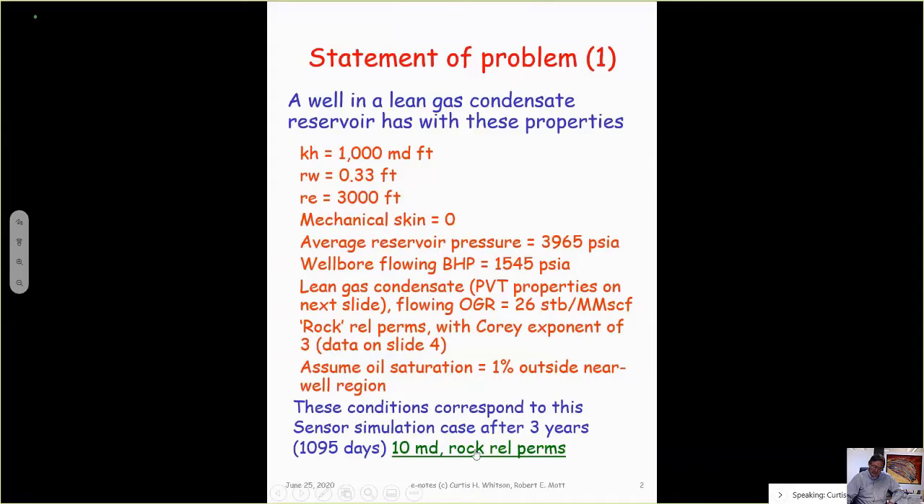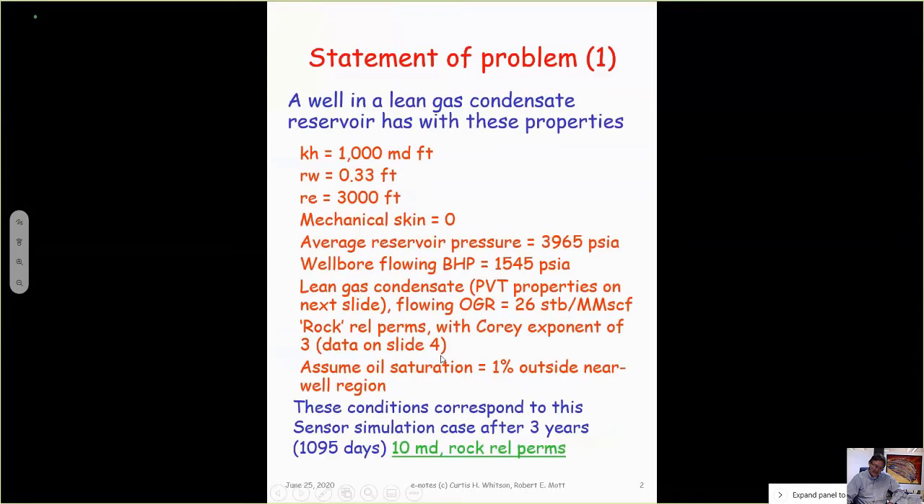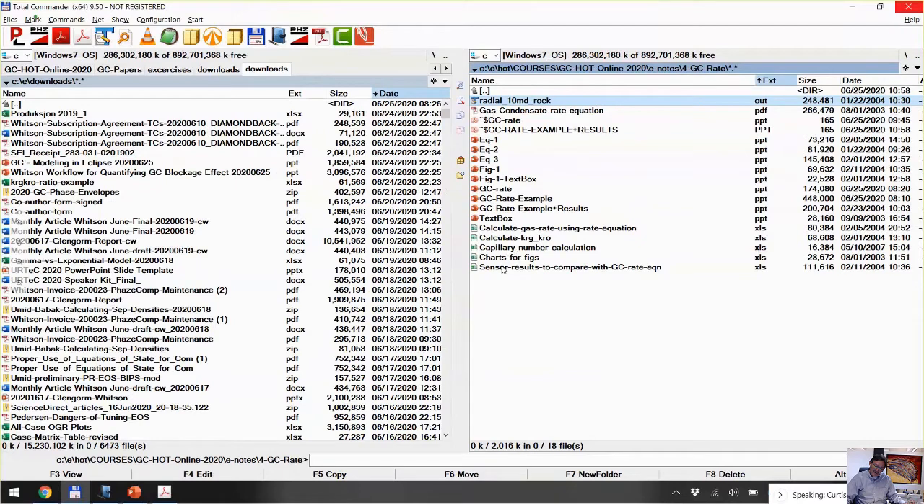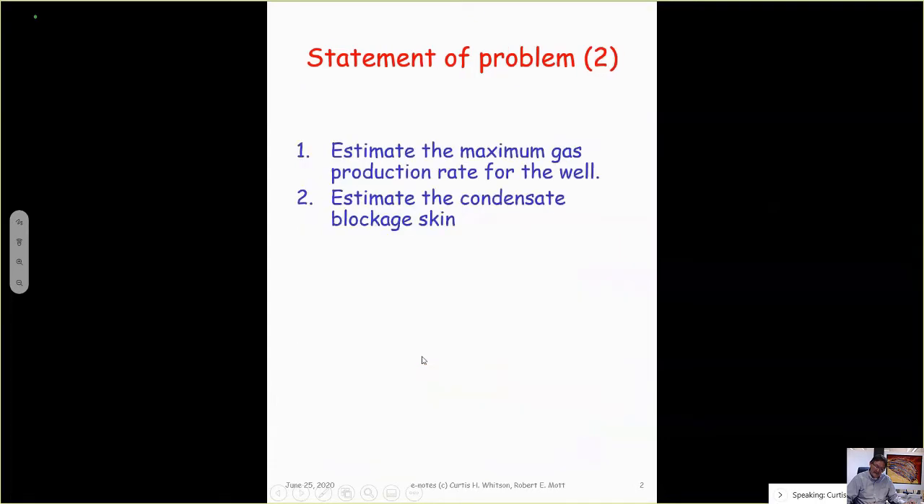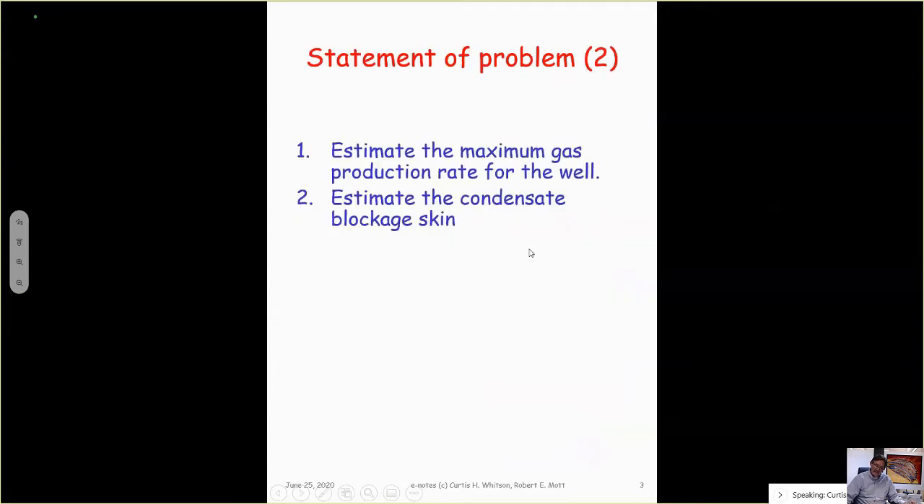Okay, so that's the data set I just opened. I'm not sure where the rel-perm rock curves are. Corey functions like radial 2. On the PowerPoint it says slide 4, rock relative permeability exponent of 3, data on slide 4. That's here. Okay, there it is. Yeah, I think that's in the Excel sheet.